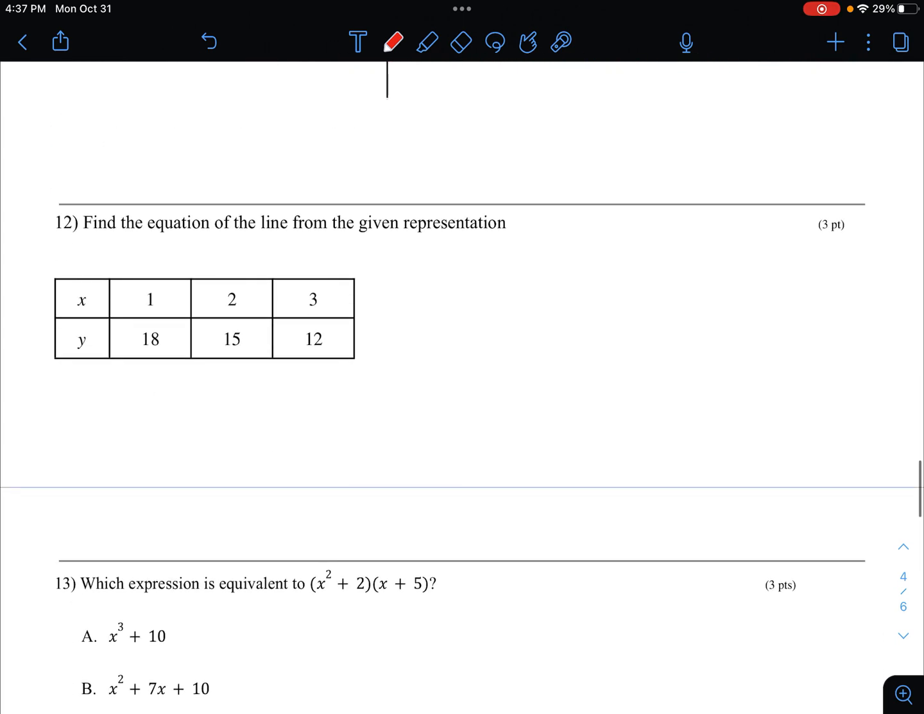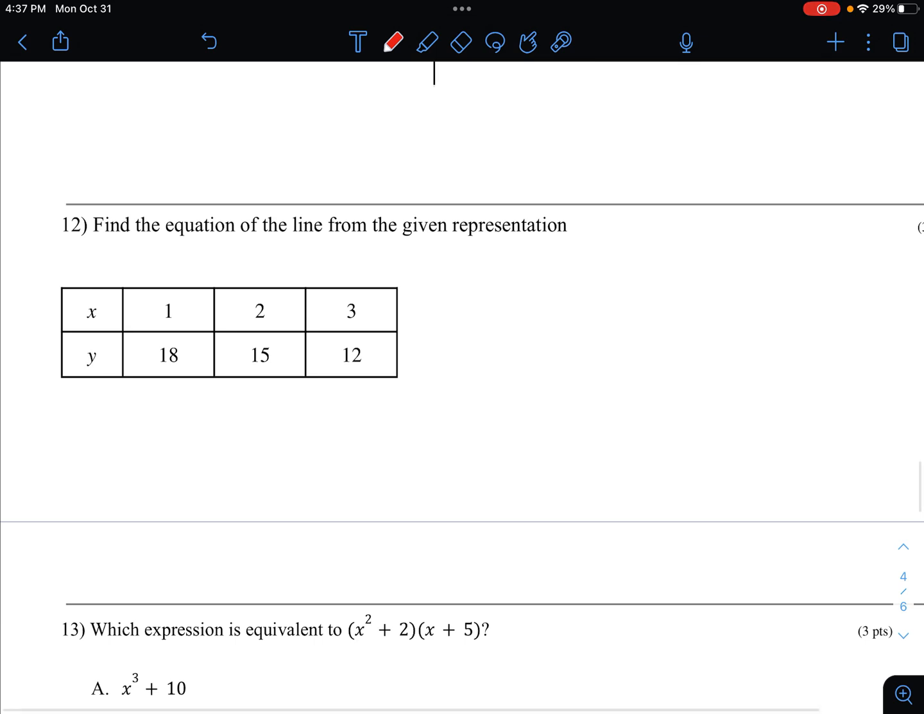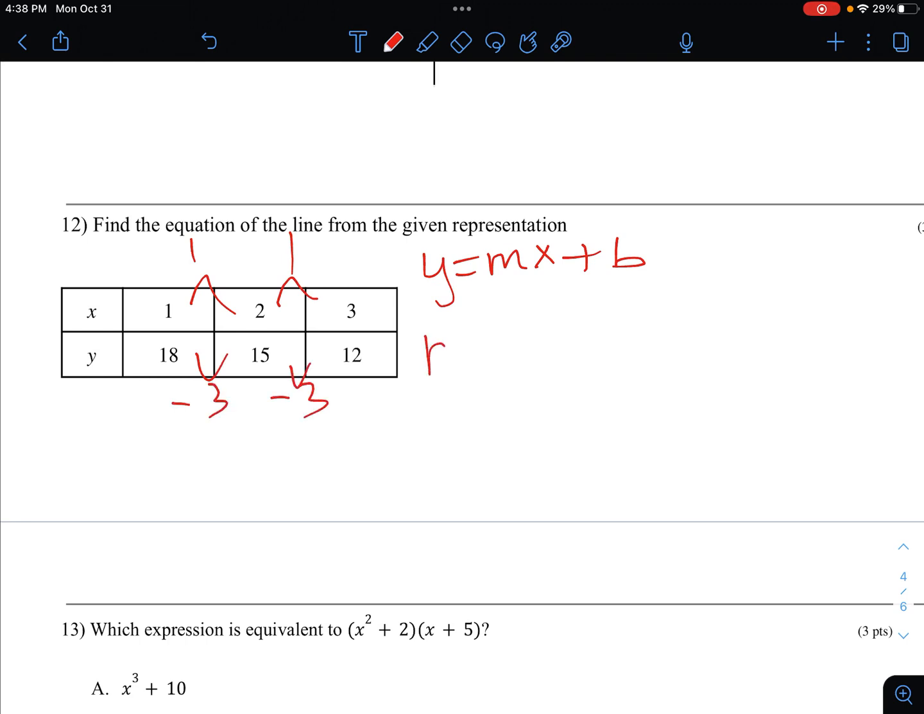All right. Continuing on to number 12. It says find the equation of the line given. Again, the equation of the line, we know we're going to write as y equals mx plus b. So we need to figure out what is my slope and what is my y-intercept. Let's start by finding a pattern. We increase by 1 on our x, and we decrease by 3 in our y. So our slope here, change in y over change in x, is negative 3 over 1.